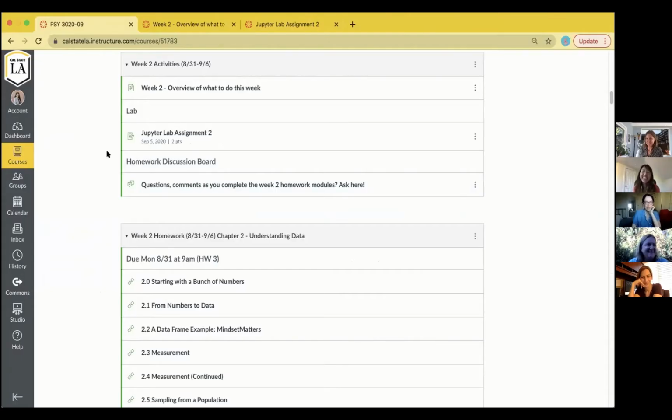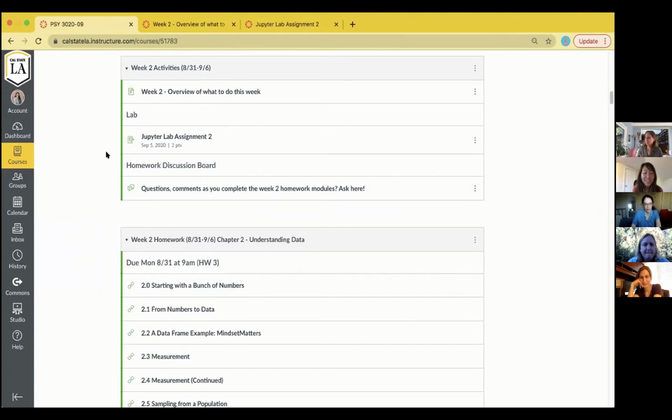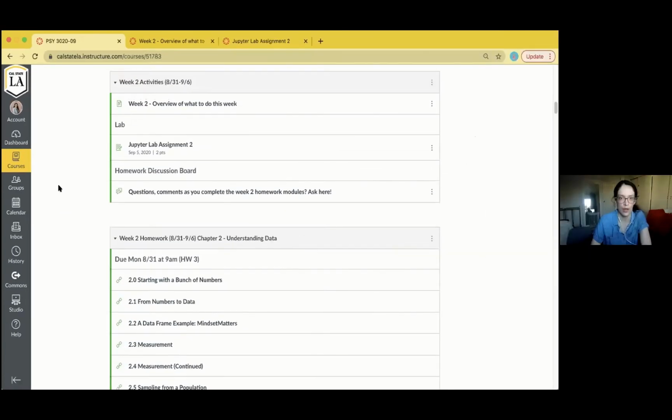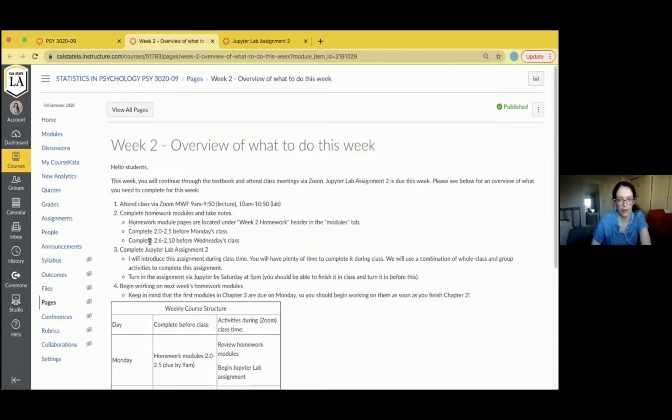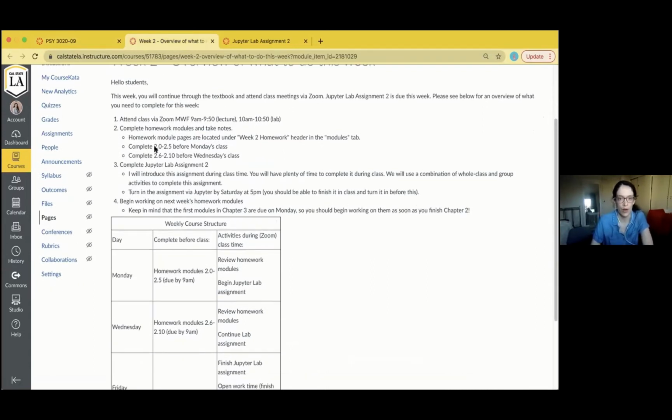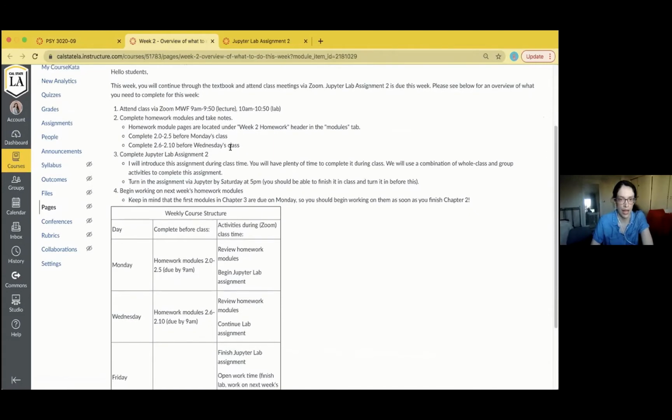And here you see my Cal State LA Canvas page. For every week, I have 2 module sections. One is the week's activities, and the other one is the homework. So I start off with this page called Overview of What to Do this week. I modified it for every week. This gives students a breakdown of when we're meeting and what homework is due each day.